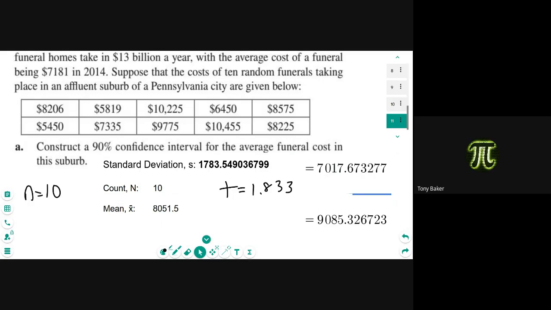Since it goes below the national average of 7181, I would have to say, no, I cannot make that claim because it could be lower than that. That's the difference. I'm 90% confident that it's somewhere between here, and that means it could technically be less.